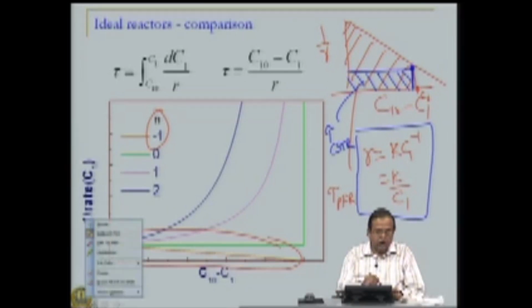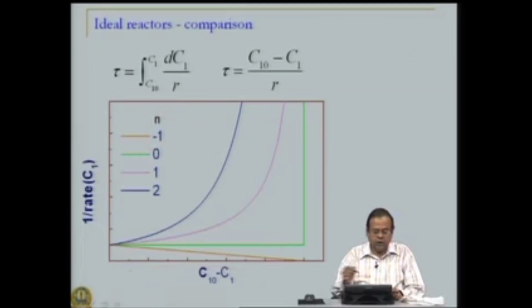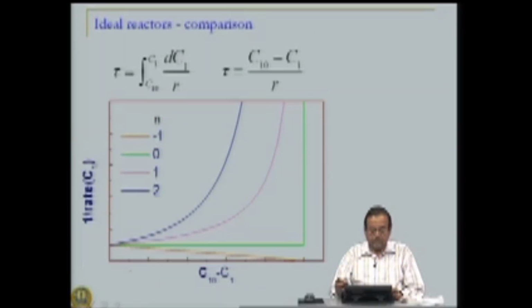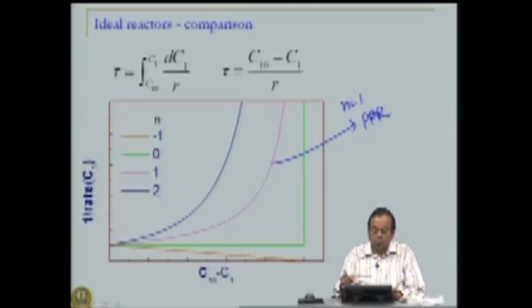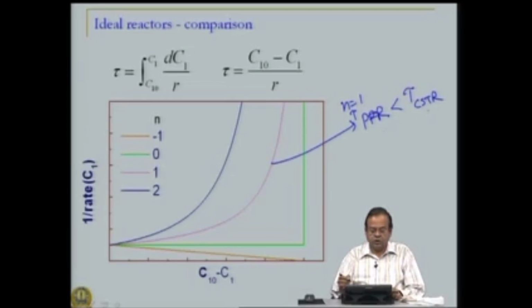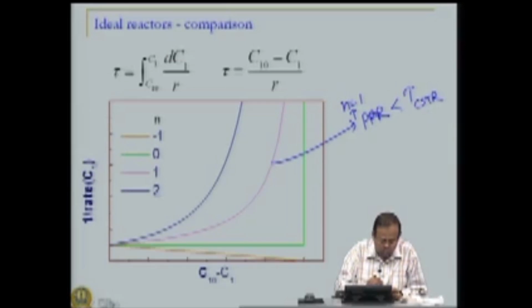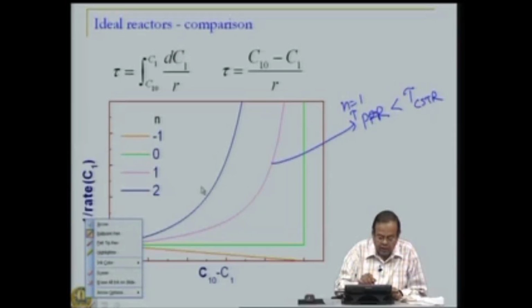We can now examine all other kinetics and see what happens. So, for example, we saw that for n equal to 1, tau PFR is less than tau CSTR, or in other words, plug flow reactor is better than stirred tank reactor. What about n equal to 2?